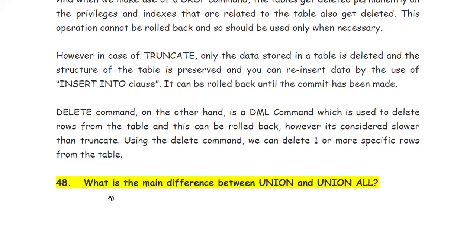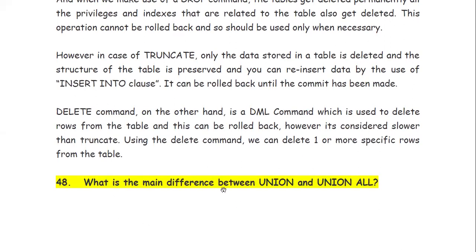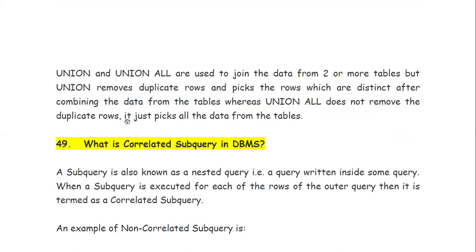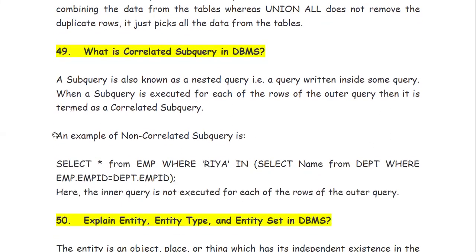Well, next question is, what is the main difference between union and union all? Union and union all are used to join the data from two or more tables. But union removes the duplicate rows and picks the rows which are distinct after combining the data from the tables. Whereas union all does not remove the duplicate rows, it just picks all the data from the tables.